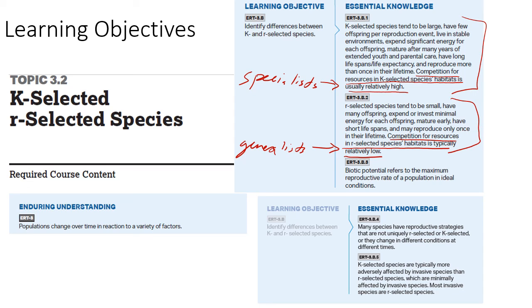Okay, and then we talked about biotic potential, the maximum reproductive rate of a population under ideal conditions. And then part two, the second page of this: many species have reproductive strategies that are not uniquely R or K selected. They tend to just be constant, but they can change their reproductive strategy at different times. We didn't really talk about that. I haven't seen any questions that deal with it, so I skipped it. K-selected species are typically more adversely affected by invasive species than R-selected species. R-selected species tend to actually be your invasive species.